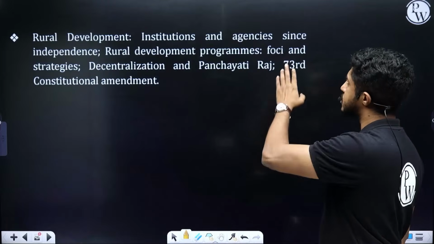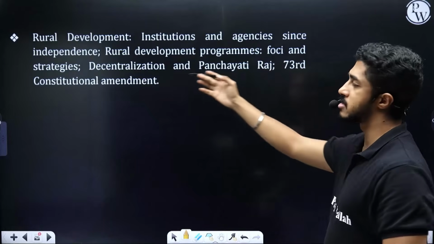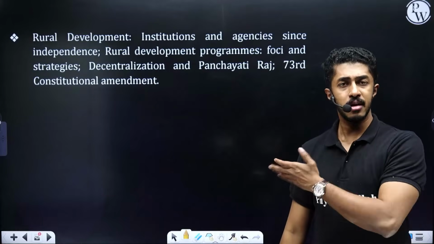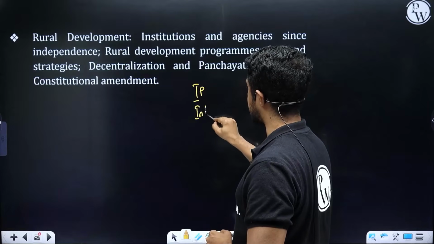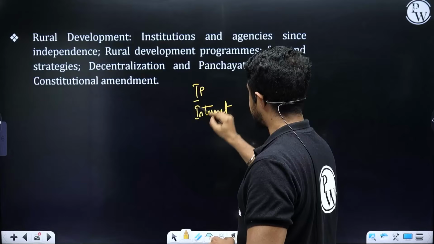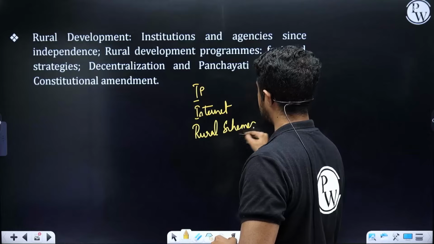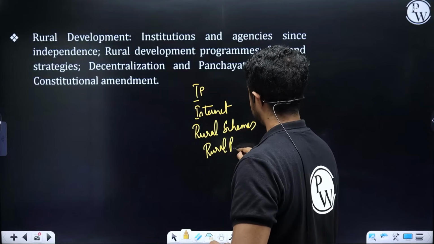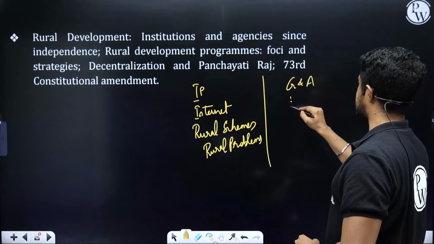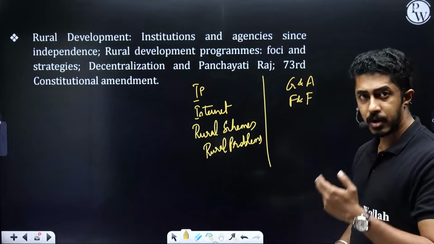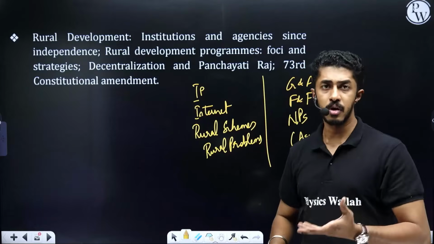Rural development, institutions, agencies since independence, rural development programs, foci and strategies, decentralization, Panchayati Raj, 73rd Constitutional Amendment. Again, part of it you can do from Laxmikanth's Indian Polity, then from the internet. Please be a little more aware about various rural schemes and rural problems. For a basic idea, you may refer to Goyal and Arora as well as Fadia and Fadia. But beyond that, it is newspapers and current affairs that you need to have a grasp over.